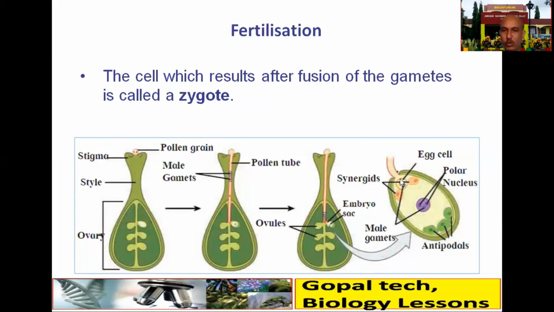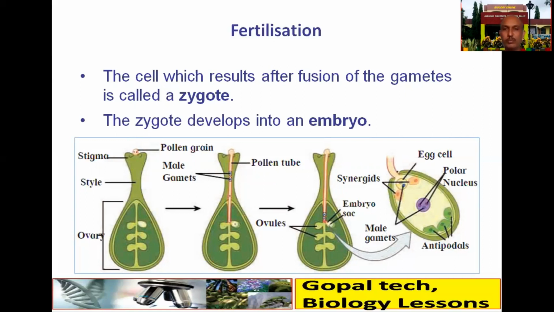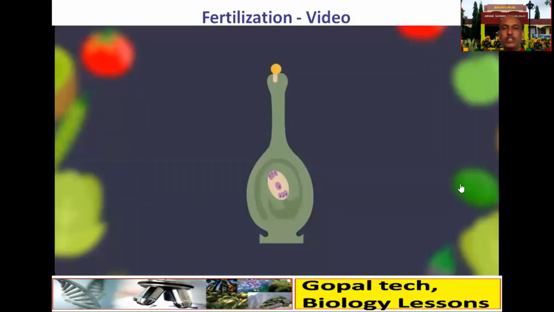Now in fertilization, the egg cell is involved with a male gamete and the polar nuclei with a male gamete. So this will become the zygote, and this will become the endosperm. So that is called double fertilization. Zygote develops into embryo. Okay, now see this video.